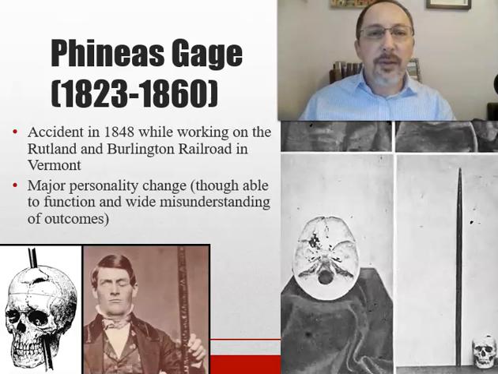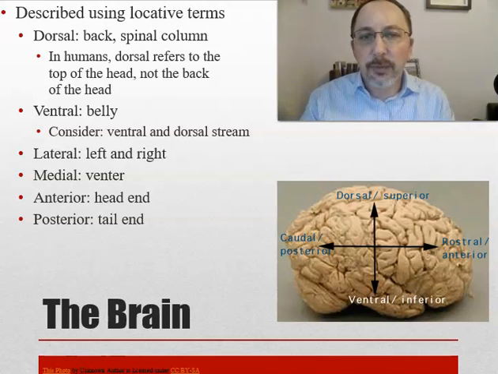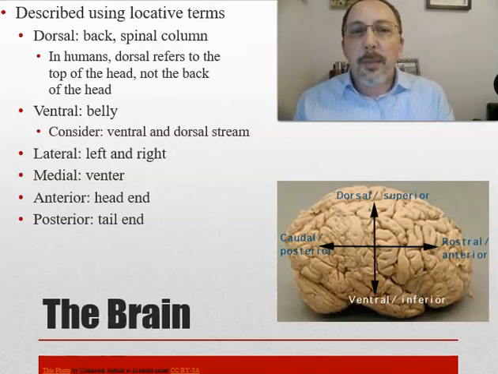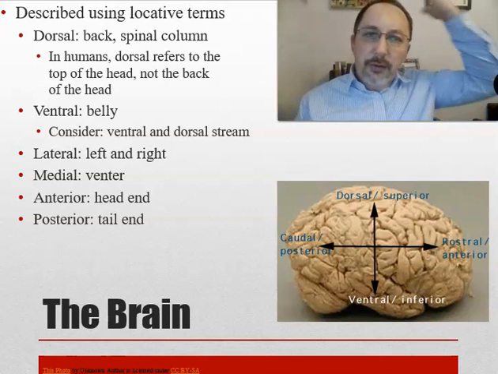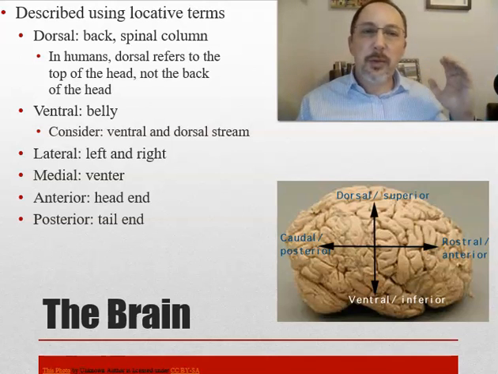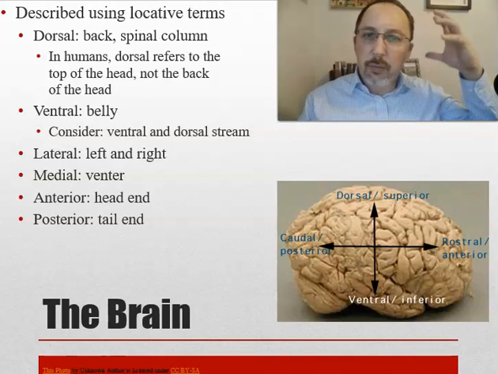But around this time, we also got information from Broca and Wernicke and others that told us what was happening in the brain. Now, we use locative terms about the brain. Dorsal means back. This is our spinal column and also the top of our brain, because for humans, our spine and our skull are kind of working differently.